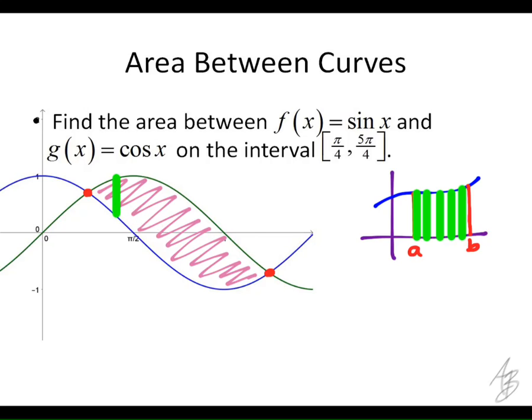So what I can do to kind of picture what's going on here is I'm going to draw what's called a Riemann sum rectangle. So this is just one small rectangle that I would use to approximate this area. And I'll notice here that if I wanted to find the height of this rectangle, what would I do?